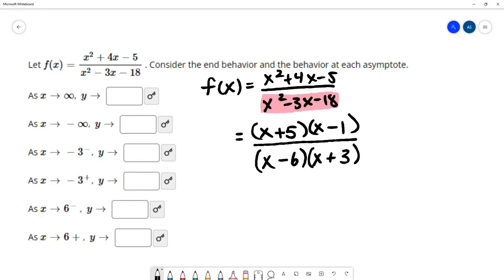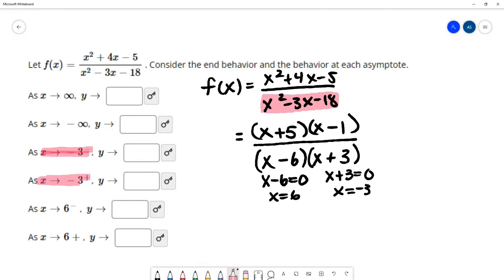That tells me that I'm going to have only vertical asymptotes, and I can set this denominator of x minus 6 equals 0, the denominator of x plus 3 equals 0, and x equals 6, x equals negative 3. These are my restrictions. So you can see that this is why the question is asking about negative 3 and 6, because these are the location of my vertical asymptotes.